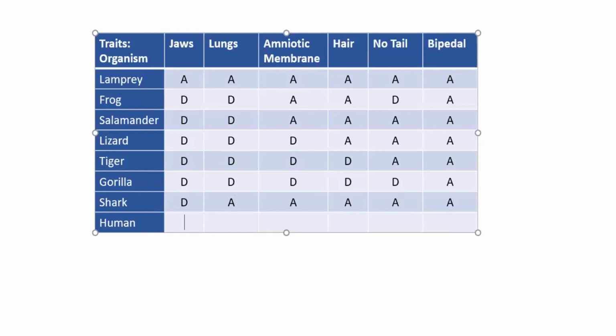Then we get to humans. Humans have jaws, so that's derived, because it's unlike the lamprey. Humans have lungs, unlike a lamprey, so that's derived. Humans are mammals, so they have amniotic membranes. Humans have hair. Humans do not have a tail, unlike a lamprey, which does have a tail, so that's another derived characteristic. And humans are bipedal. We walk on two legs. So that is another derived characteristic.